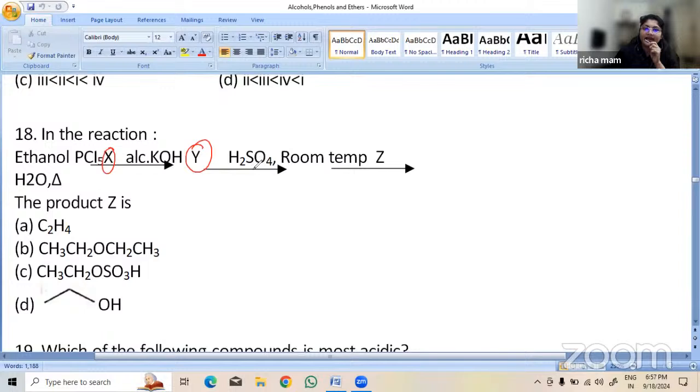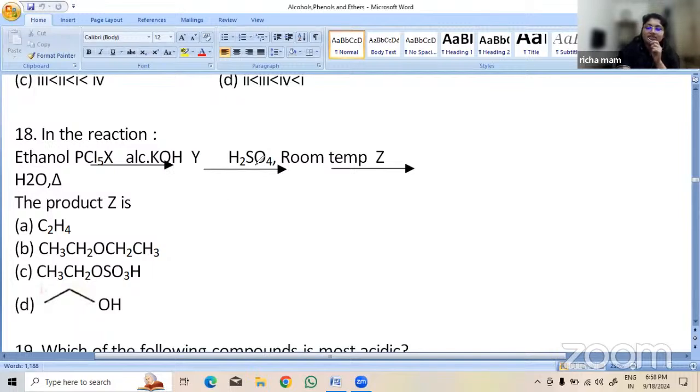This Y reacts with H2SO4 at room temperature, and then water and heat will give you Z. So what is the product Z? They have asked you what is the product Z. So these are the four options. Let us see the reactions.